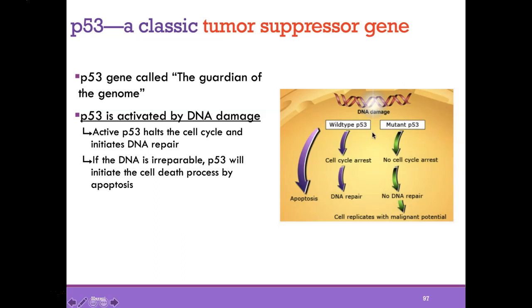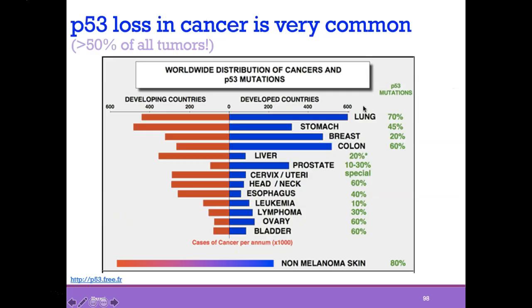You can imagine what happens if you have a mutant P53 then. If you have a mutant P53, even if you have DNA damage, the cell cycle won't stop. The DNA will not be repaired, and the cell will continue to replicate with that damaged DNA. And it sure makes sense because more than 50% of all tumors have a mutation in P53. So this just shows how important P53 is if more than half of all tumors have a P53 mutation.